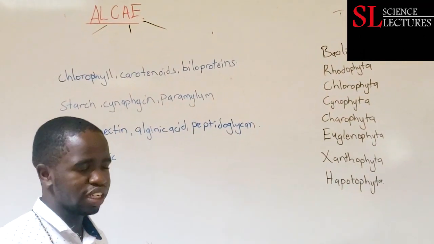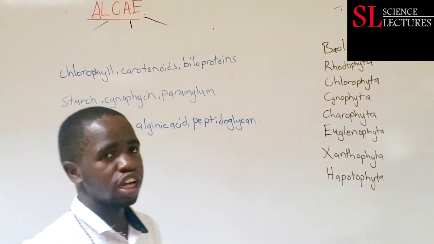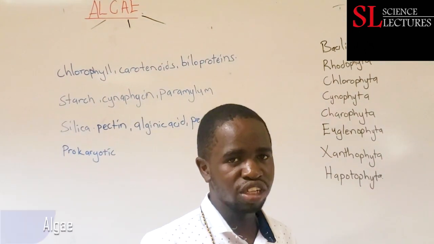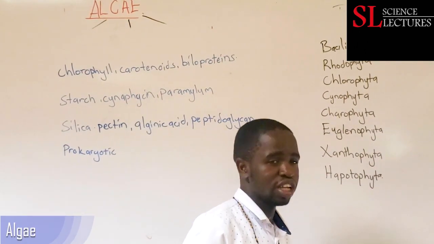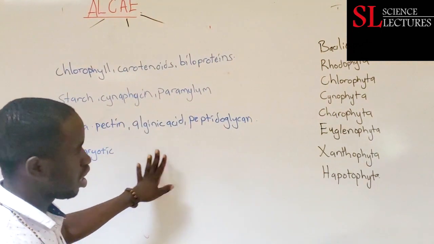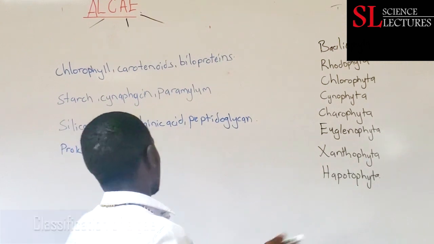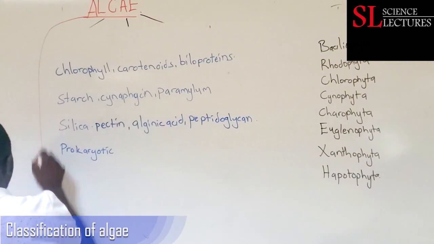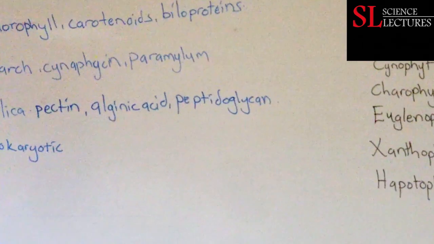So last time we ended by seeing the modes of reproduction in algae. If you've not yet watched that, please do so. The link is in the description below. So today we are going to look at the criteria used to classify algae. And algae is classified using 5 criteria.